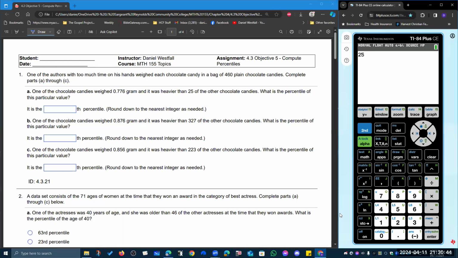So we're going to take the 25 that it was heavier than and divide it by the 460 candies that were in the bag and multiply by 100%. And then we're going to round down to the nearest integer, so it's in the 5th percentile. Next, we have a candy that was heavier than 327 of the 460 candies. We're going to multiply that by 100%, and that's going to be the 71st percentile.